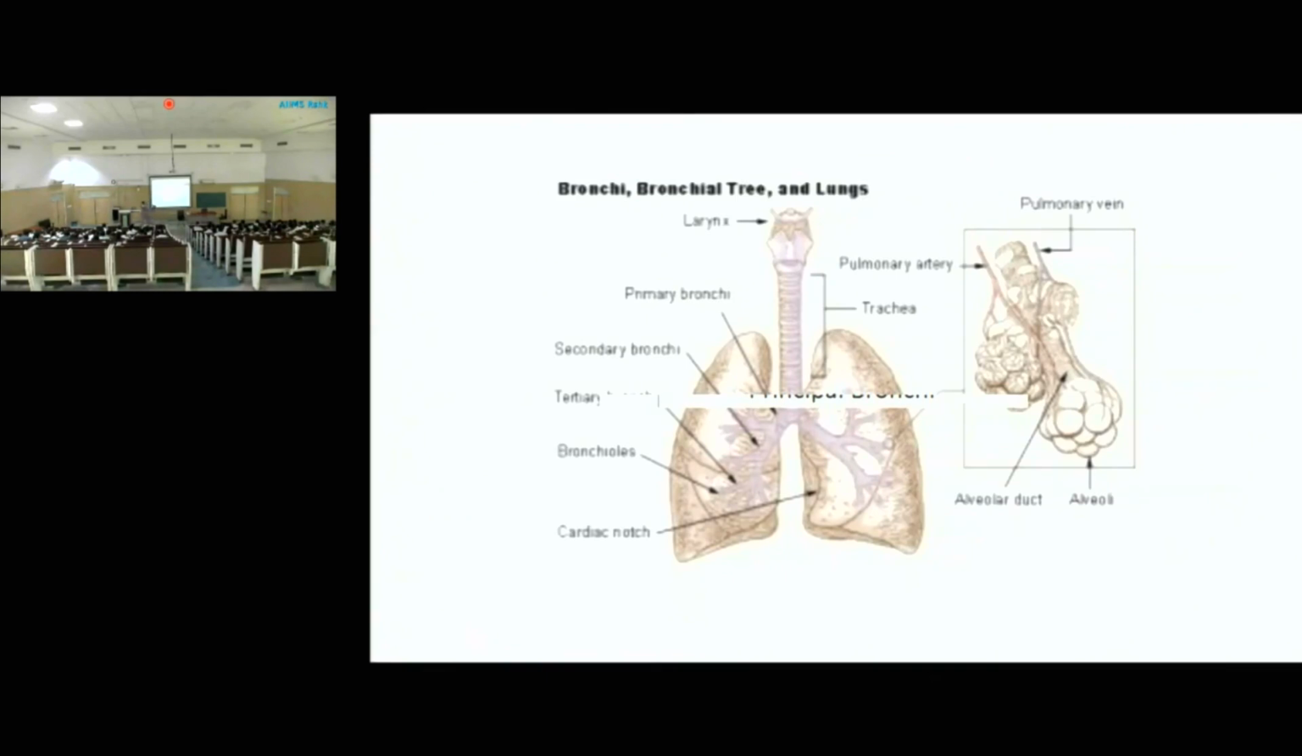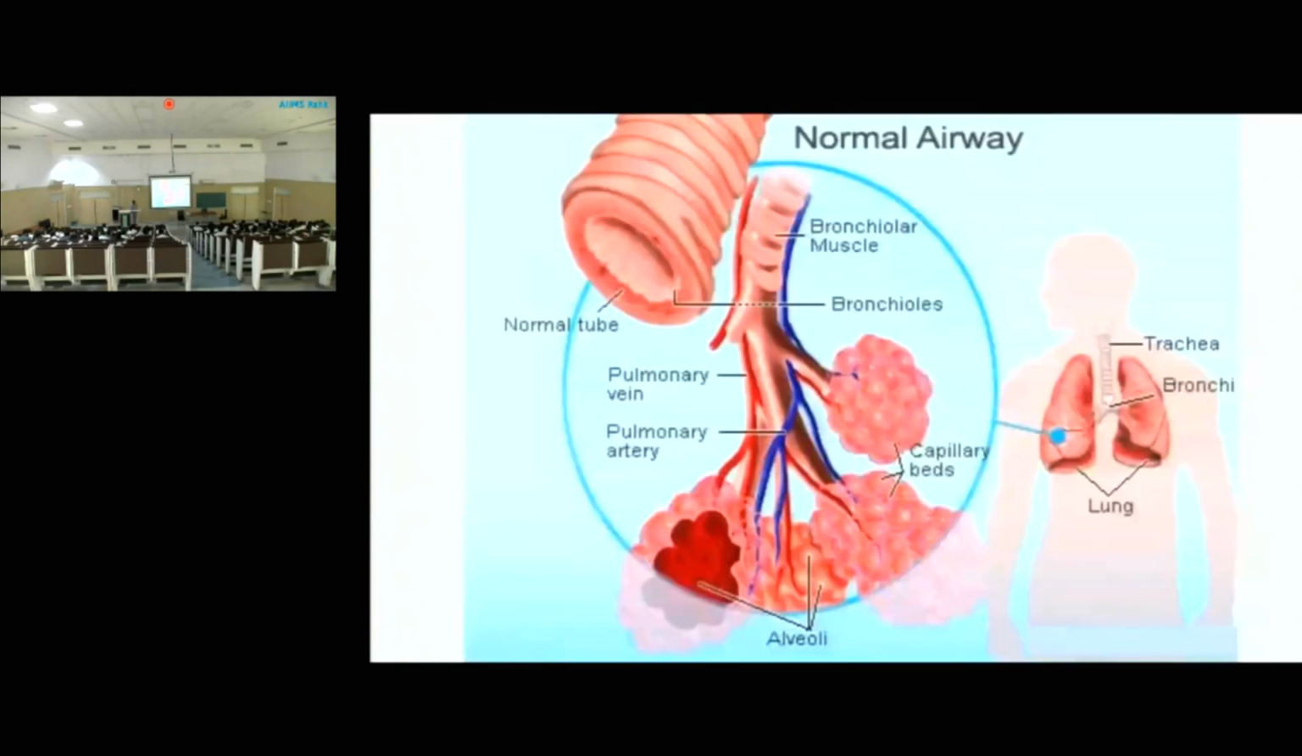So this is a similar image showing the respiratory tract from the larynx to the primary bronchi to the bronchioles, followed by the alveolar sac. In another picture, you can better appreciate the bronchiolar muscles. Also, you can see here, this is the normal bronchus. Here there is a collateral between the pulmonary veins and artery. Gaseous exchange will take place at the alveoli.